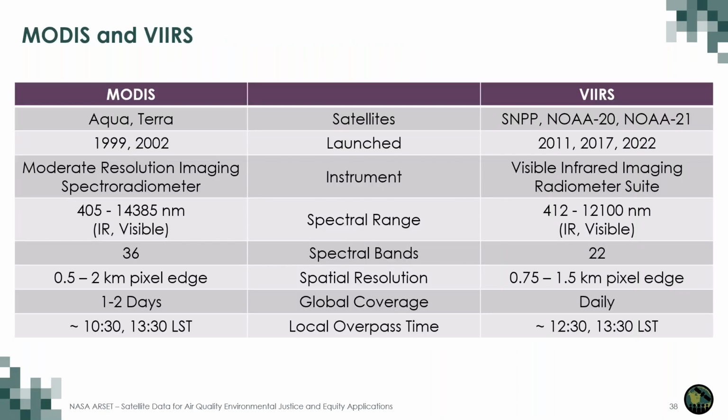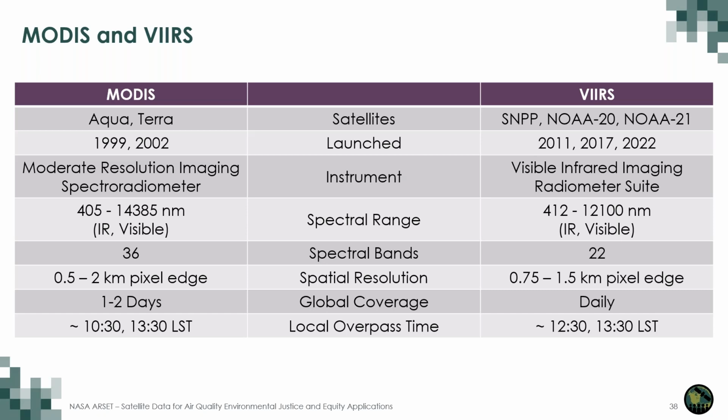So, what are MODIS and VIIRS? MODIS is the Moderate Resolution Imaging Spectroradiometer. It was launched back in the late 90s and early 2000s on 2 satellites called Aqua and Terra, which are both in polar orbits. Aqua passes over in the afternoon, making its observations at about 1:30 p.m. local solar time each day, while Terra passes over in the morning about 10:30. VIIRS, the Visible Infrared Imaging Radiometer Suite, started operating on the SNPP satellite in 2011 and has also recently been launched on 2 more satellites in 2017 and 2022. These satellites are also in polar orbits and pass over in the afternoon between about 12:30 and 1:30.